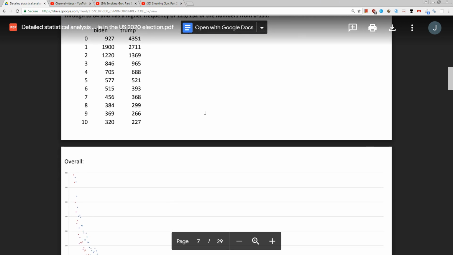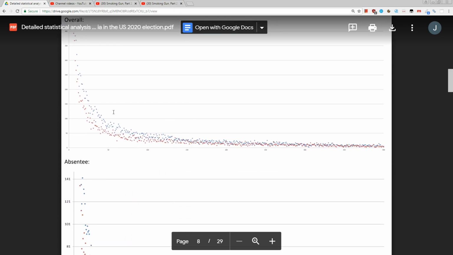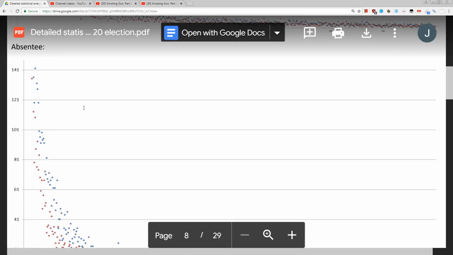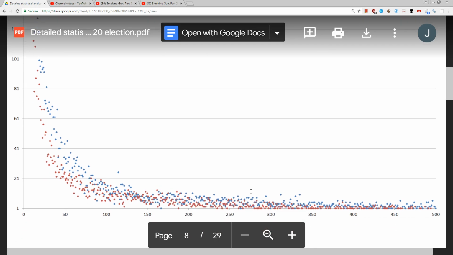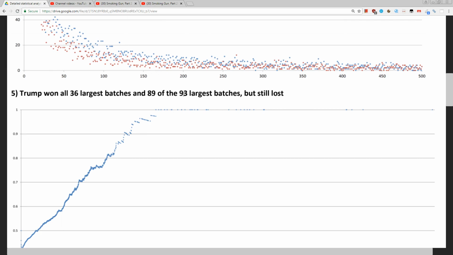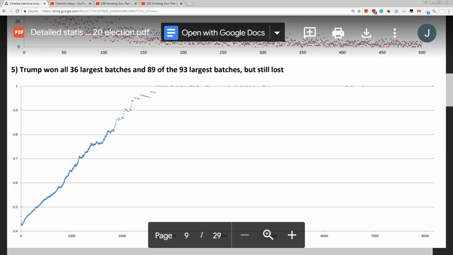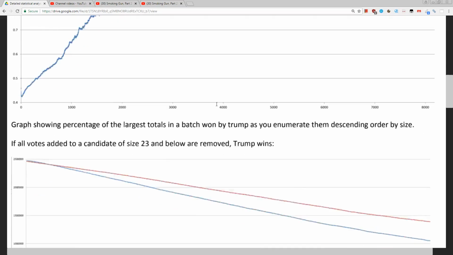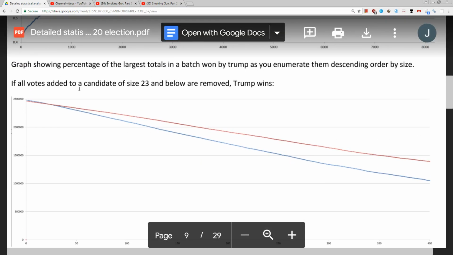So the number of times that 4 through 84 was added to Biden's total was much more frequent. Every single number. And you can see it here. How every single number is above, and then it merges together, and then Trump actually wins 89 of the 93 largest batches. Although I think this was 89 of the 93 largest numbers, and then if all votes added to a candidate of size 23 are removed, Trump wins.